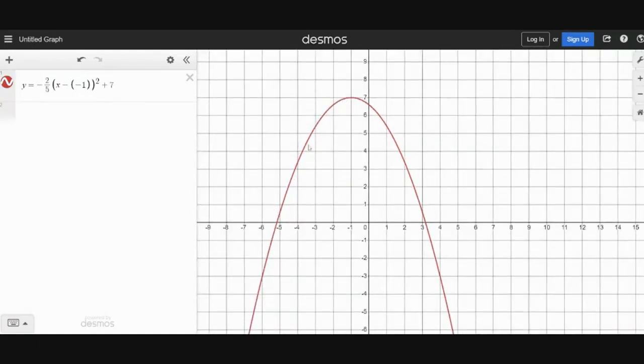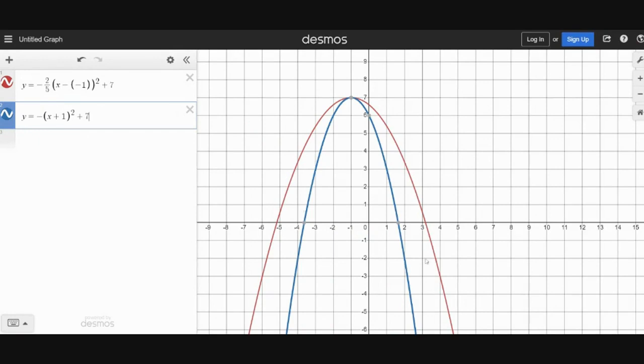It's a little wider than the normal one. So let's look at the normal graph, y equals x squared. If we just made that a reflection downward and did the same modifications, x plus 1 and plus 7 at the end, there's the same translations as far as shifting it left 1 and up 7. The blue one would just be negative x squared, and the red one is the negative 2/5.